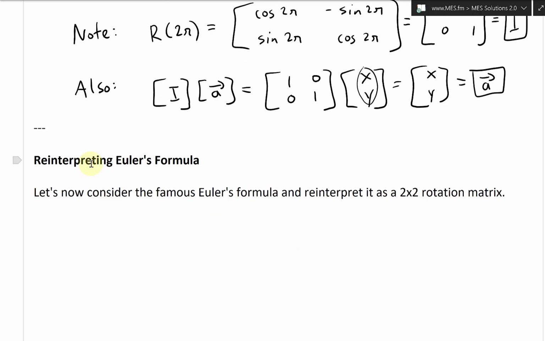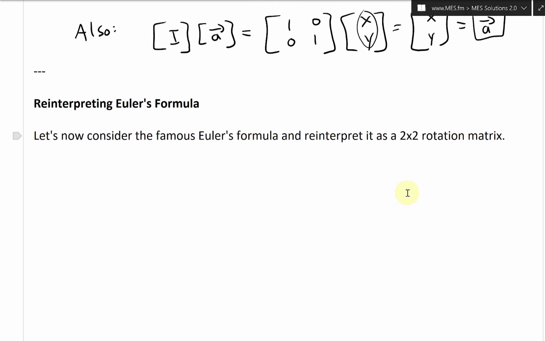Alright, so now we've covered all this, let's do some interesting stuff with what we've learned: reinterpreting Euler's formula. Let's consider the famous Euler's formula by Leonhard Euler, and reinterpret it as a 2x2 rotation matrix. This is the famous formula: e to the ix is equal to cosine x plus i times sine x. You can prove this using the power series for e to the x, plugging in ix and then separating them, and you get cosine x, sine x, and so on. I'll just box this in.